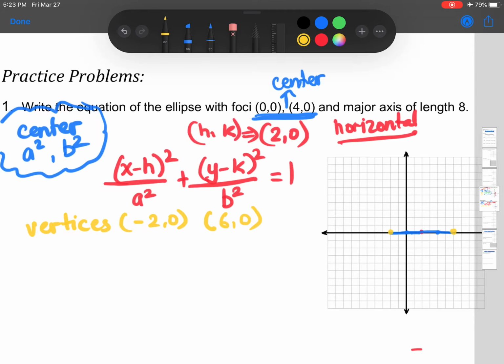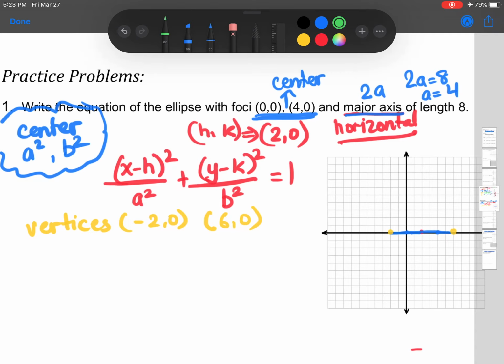Okay, so this is horizontal, and remember, for the major axis, we use 2a. So 2a is 8, so a will be 4. That's why I went 4 in either direction. So you know your vertices. You already know your a. We want to find our b. How do we find our b?